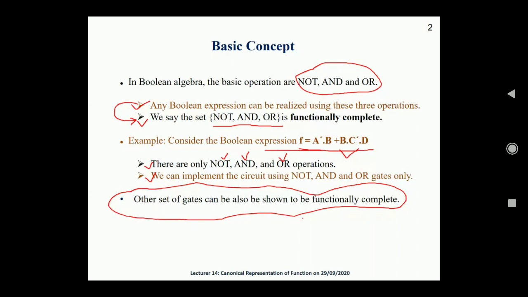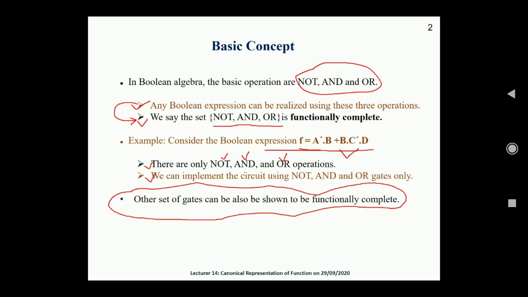Now, other sets of gates can also be shown to be functionally complete. Suppose we have some particular gates other than this NOT and OR gate. We are using some other gates. Now, how do you prove that the other gates are functionally complete? Okay, so that means if we consider some particular gates, we have to prove that those gates can also implement the NOT gate, the AND gate, and the OR gate.